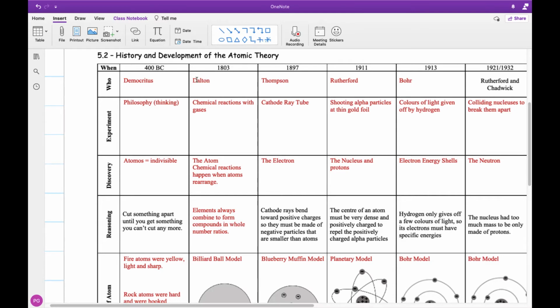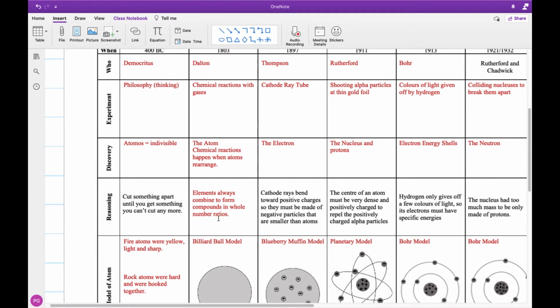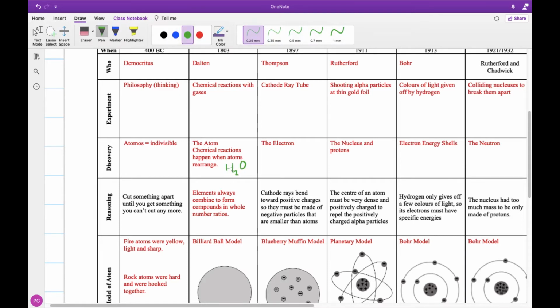We have Dalton doing chemical reactions with gases, and he discovered that chemical reactions happen when atoms rearrange. So elements always combine to form compounds in whole number ratios. So basically he figured out that with chemical compounds, you always got these atoms combining together, different types of elements, and there's always a certain number of each type. So you might have, for instance, in water, 2 hydrogens, 1 oxygen, and he figured out that that's true for all different types of gases that you combine together, that your elements always combine in whole number ratios. So 2 hydrogen atoms for every 1 oxygen.